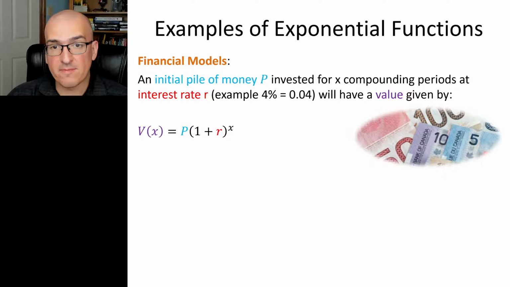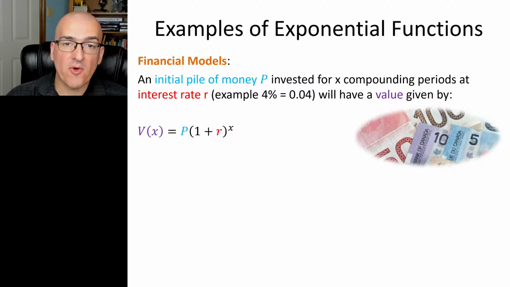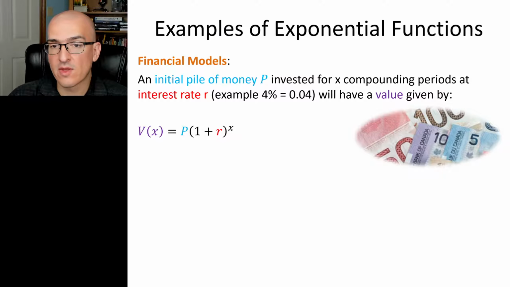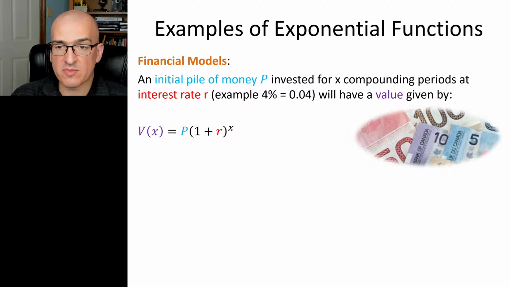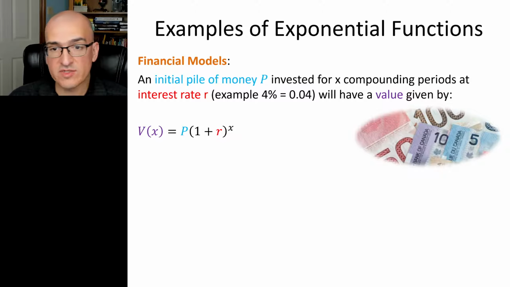So let's say you have a pile of money, I'll call that pile of money P, and you're investing it for X compounding periods. So X might be a certain number of months or a certain number of years. The money is being operated on with an interest rate R. So an example, 4% interest rate, you'd have to convert that into decimal form, so 4 divided by 100, which is 0.04. Then after X compounding periods, the value of that pile of money is going to be given by that formula, P times (1 plus R) to the power of X, where 1 plus R is the base of the exponential function. X is the exponent, and the P in front is just a constant multiplying that function.